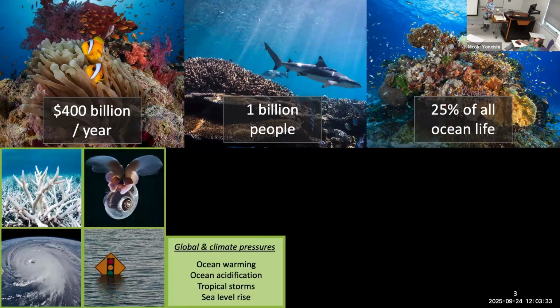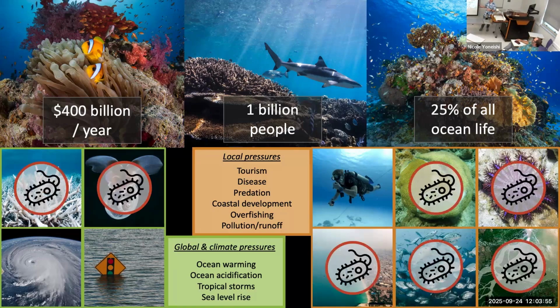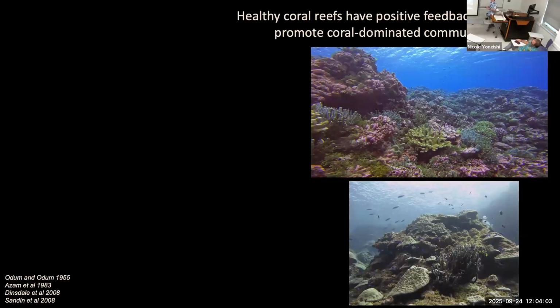They're also degrading through a variety of global pressures. We have ocean warming and acidification, things that sound pretty familiar to you, as well as all of these local pressures, which are more things like overfishing and pollution and coastal development. And one of the things I'm going to try and convince you of in this talk is that most of these actual impacts, while they're generated by anthropogenic sources, are actually mediated at the fine scale by microbes. So we're going to talk a little bit about how microbes contribute to building and degrading coral reefs.